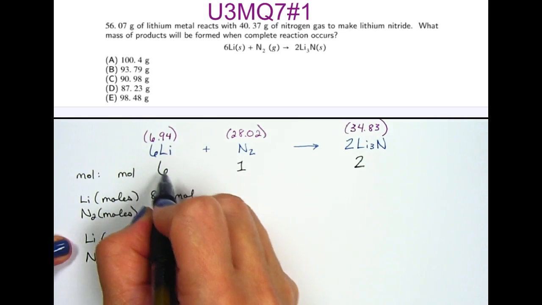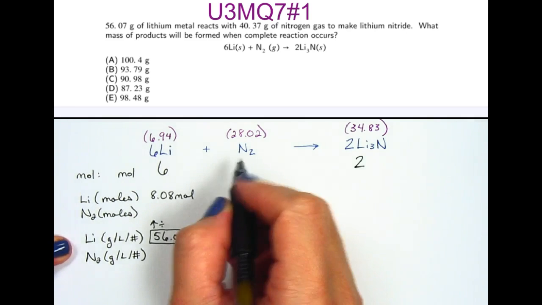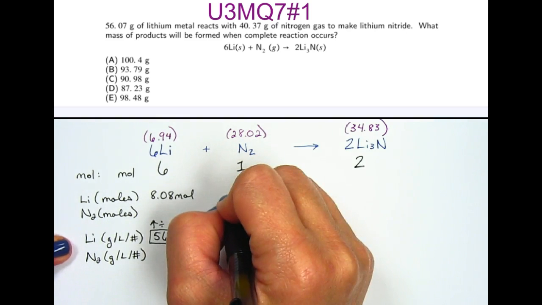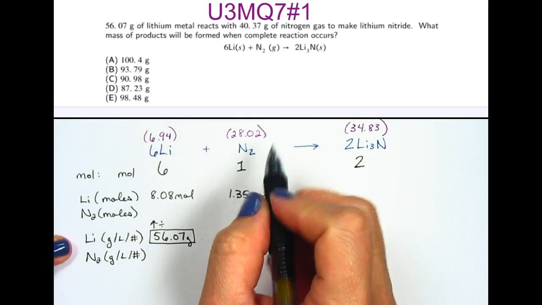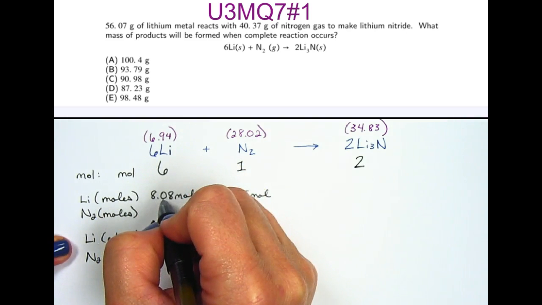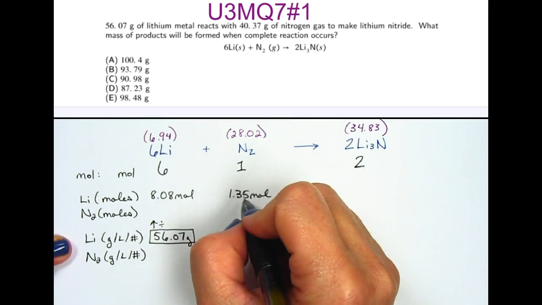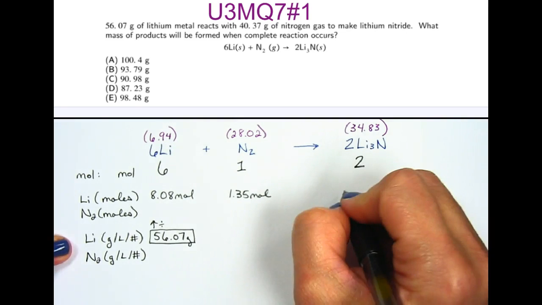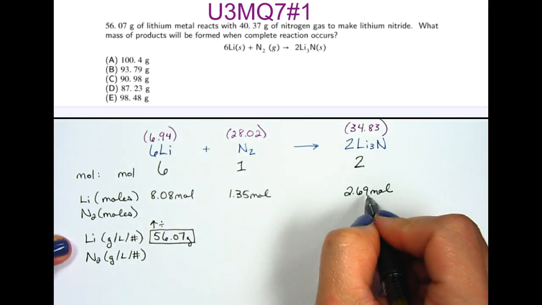Now, this is 6 times as much as the moles that nitrogen would be. So if I take 8.08 and I divide it by 6, then I would know the amount of moles of nitrogen, which is 1.35 moles. This should make sense. If you take 1.35 and you multiply times 6, you should get 8.08 because there's a 1 to 6 ratio between these two. And then if I take the 1.35 moles and I multiply times 2, then I would get 2.69 moles of lithium nitride produced.